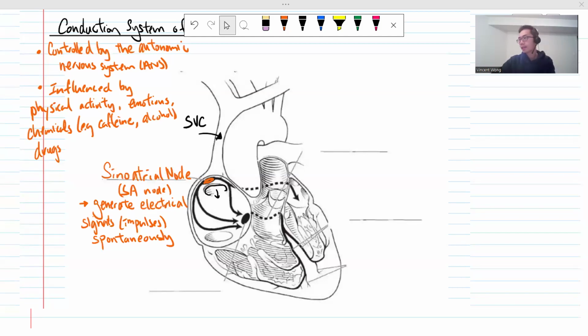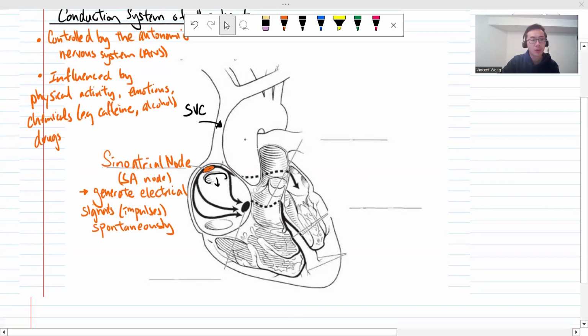Hello, good afternoon. Let's continue with what we were talking about last class, which was the conduction system of the heart. So we learned about a cluster of cells that are located right near the entrance of the superior vena cava. That is called the sinoatrial node, the SA node.